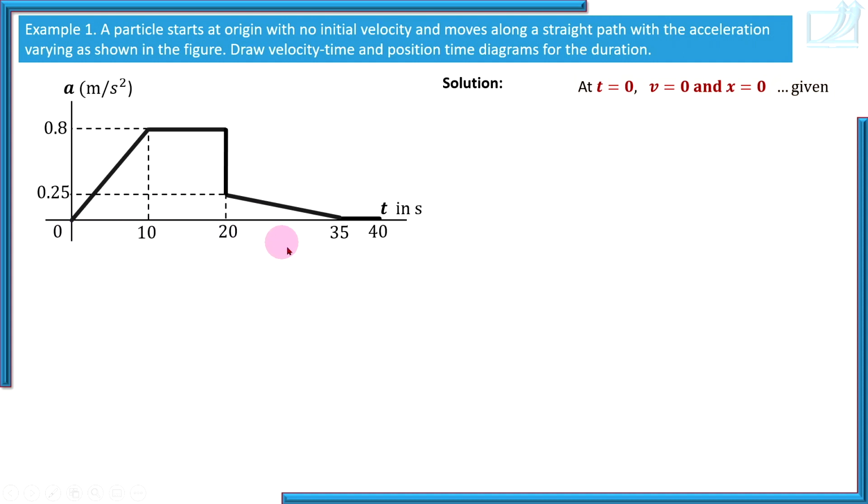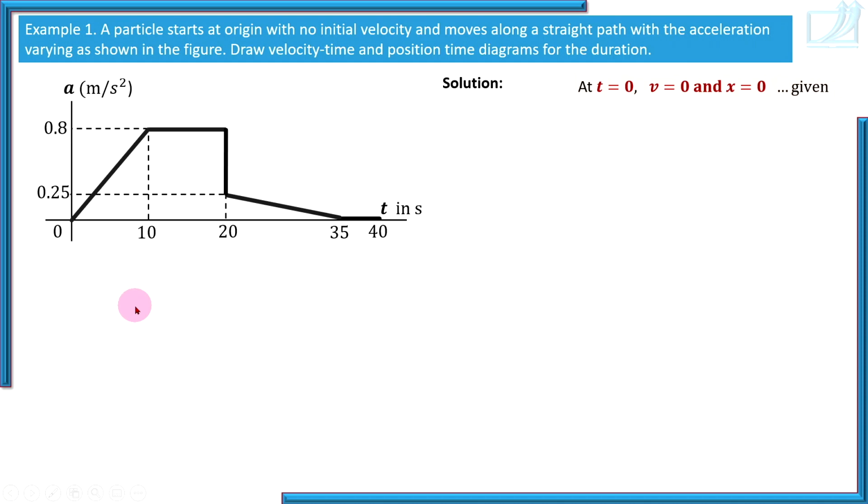What is the importance of these instants? Try to understand. 0 to 10 seconds, in this interval, it is variable acceleration motion. 10 to 20, it is uniform acceleration motion. From t equal to 20 to t equal to 35 seconds, it is again variable acceleration motion. Here acceleration is reducing. And 35 to 40 seconds, acceleration is 0, in the sense it is uniform velocity motion.